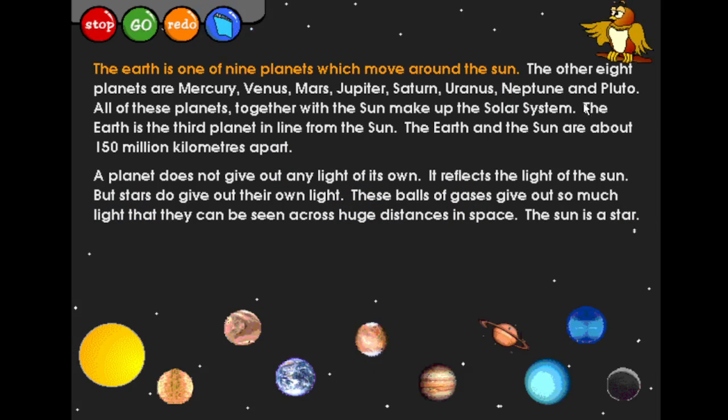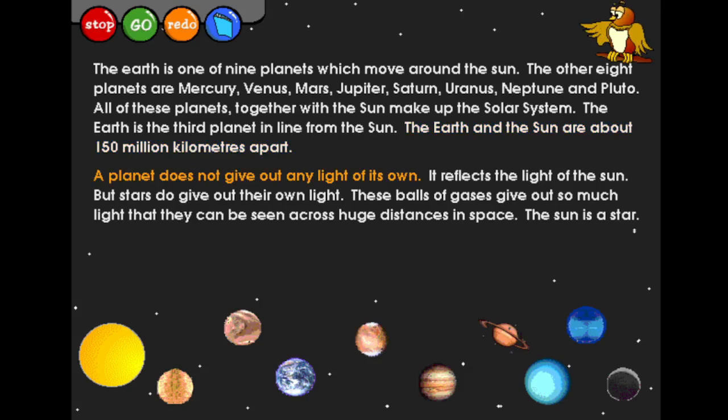Read this information. The Earth is one of the 9 planets which move around the Sun. The other 8 planets are Mercury, Venus, Mars, Jupiter, Saturn, Uranus, Neptune, and Pluto. All of these planets, together with the Sun, make up the solar system. The Earth is the 3rd planet in line from the Sun. The Earth and the Sun are about 150 million kilometers apart.